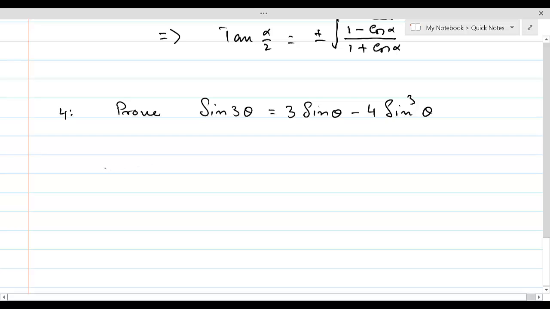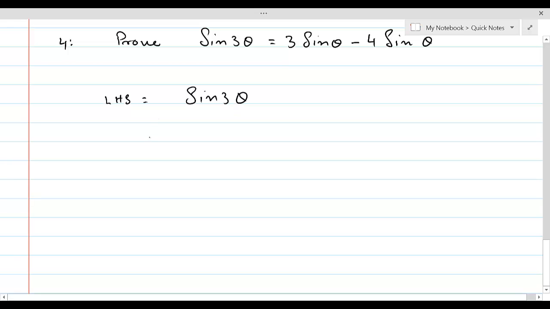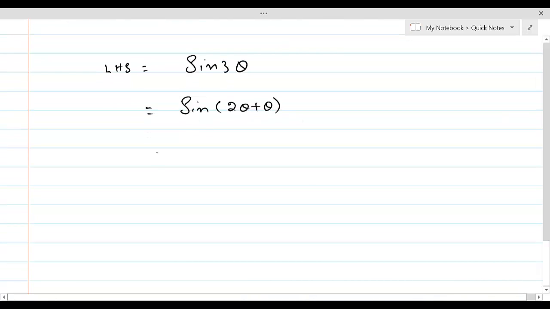So let's take the left-hand side and expand it. sin 3θ is in fact equal to sin(2θ + θ). So for sin(2θ + θ), we can now apply the basic trigonometric identity for sin(α + β).